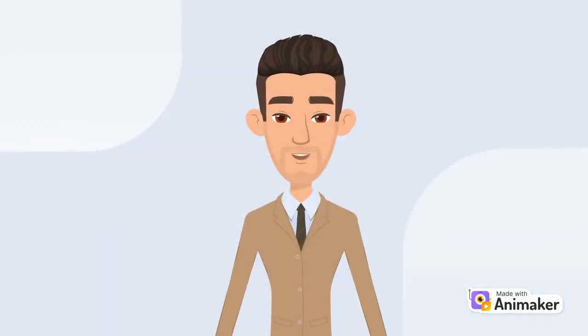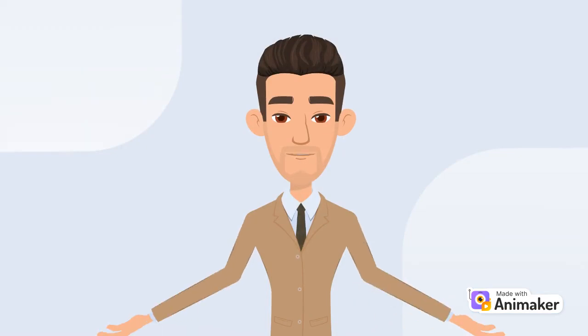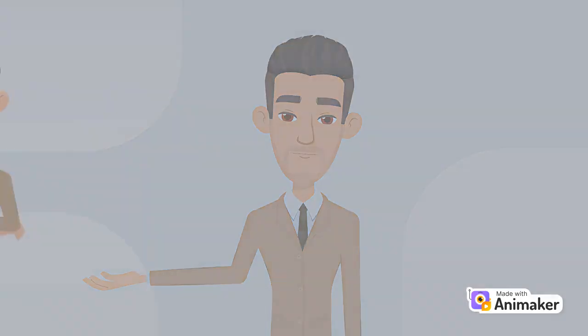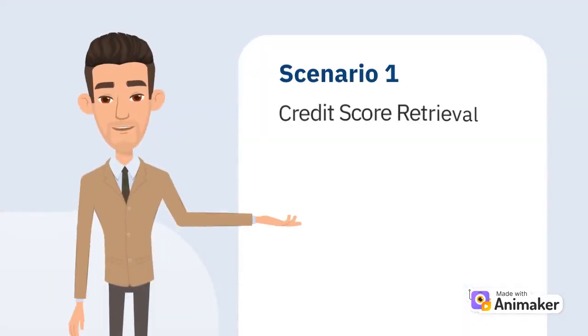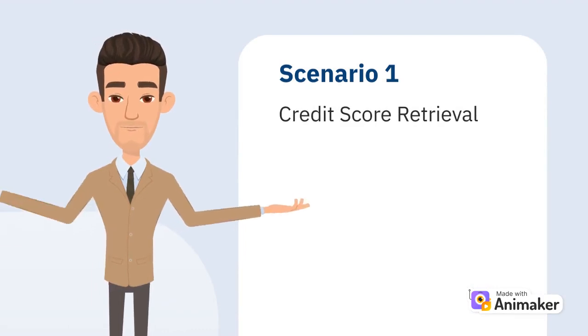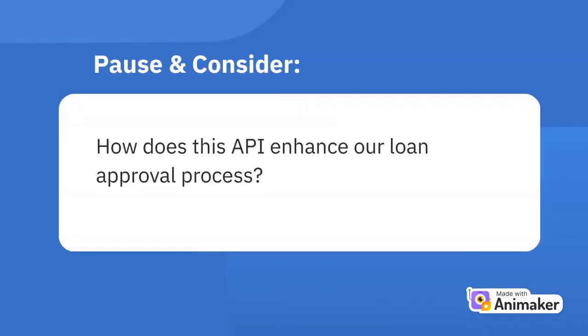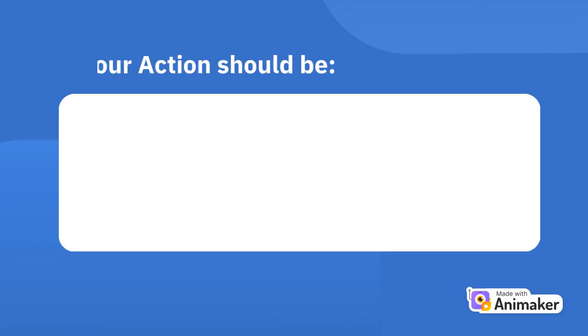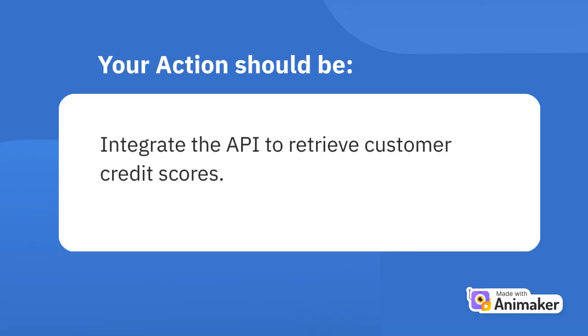Let's look at a real-world application of these concepts. A microfinance institution uses a .NET API for credit scores. Pause and consider: how does this API enhance our loan approval process? Your action should be: integrate the API to retrieve customer credit scores.